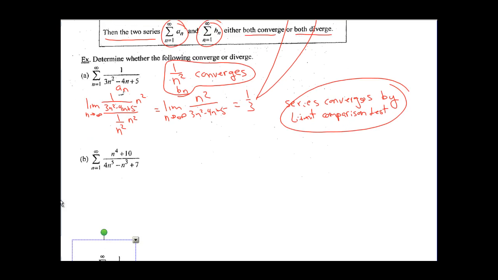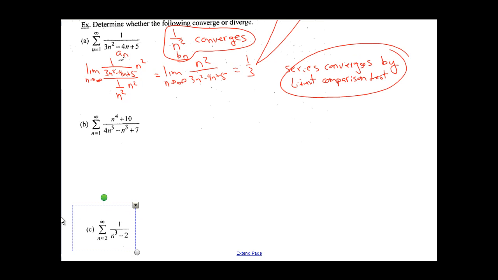Let's look at the next one. I'm going to compare this one to just 1 over n. Really, it's the leading terms. Well, since p is 1, this one diverges. Now I'm going to take the limit as n approaches infinity of n to the 4th plus 10 over 4n to the 5th minus n to the 3rd plus 7. There's the a sub n that was given. I chose this to be the b sub n, over 1 over n.